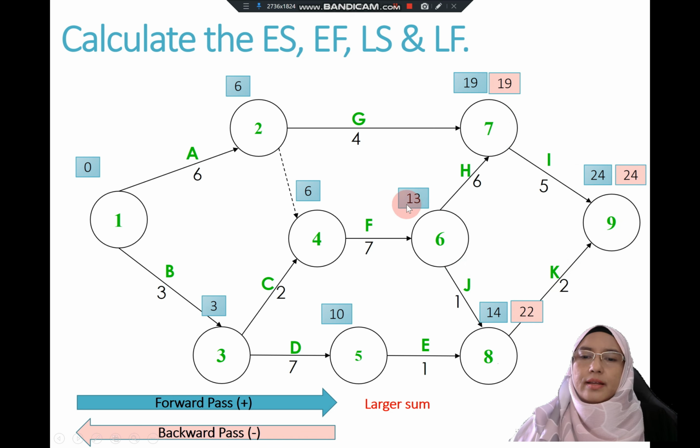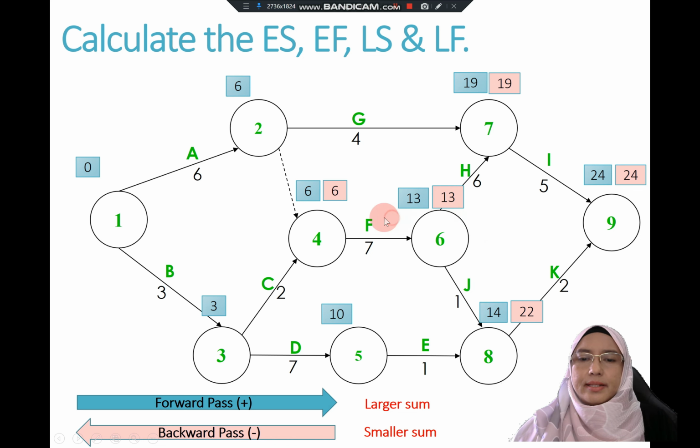So again, as you can see at node 6, there are two arrows terminating at node 6, so you have to consider two values here, either from activity H or activity J. And as you know, in the backward pass, you have to take the smaller number. So 19 minus 6 gives you 13, while 22 minus 1 gives you 21. So the smallest number is 13.